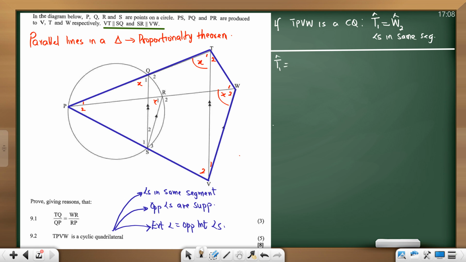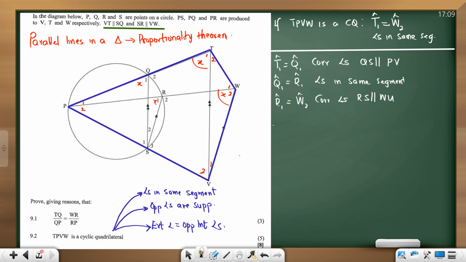Angle T1 is equal to what? Angle Q1. What's your reason? Corresponding angles. Why? QS is parallel to PV. But that same Q1 is equal to what? R1. Angles in the same segment. So, Bokayo, once you think like that, then know that those angles are equal. Find a reason. Now, R1 is equal to W2. Corresponding angles. RS is parallel to WV. Oh, we are now back here.